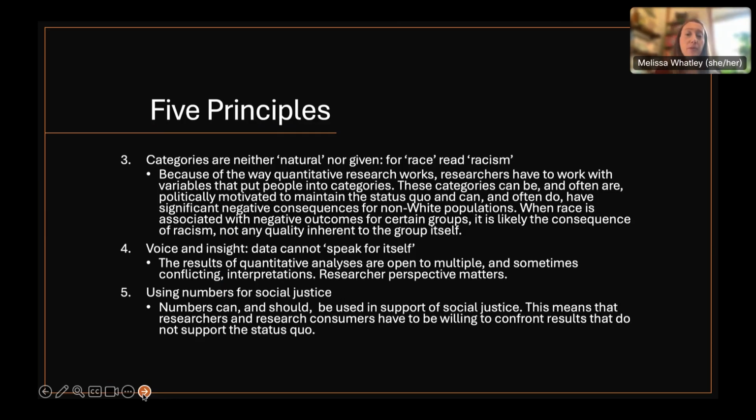And then the final principle of QuantCrit is using numbers for social justice. This means that numbers can and should be used in support of social justice. Statistics is not going away anytime soon. People place a lot of value on numbers. And this means that both researchers and research consumers have to be willing to confront results that do not support the status quo. We have to be willing to ask the hard questions of our work and our data.